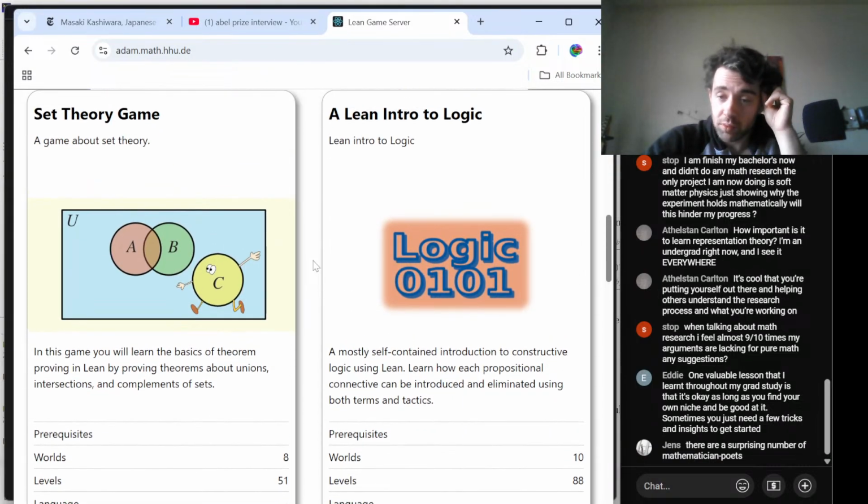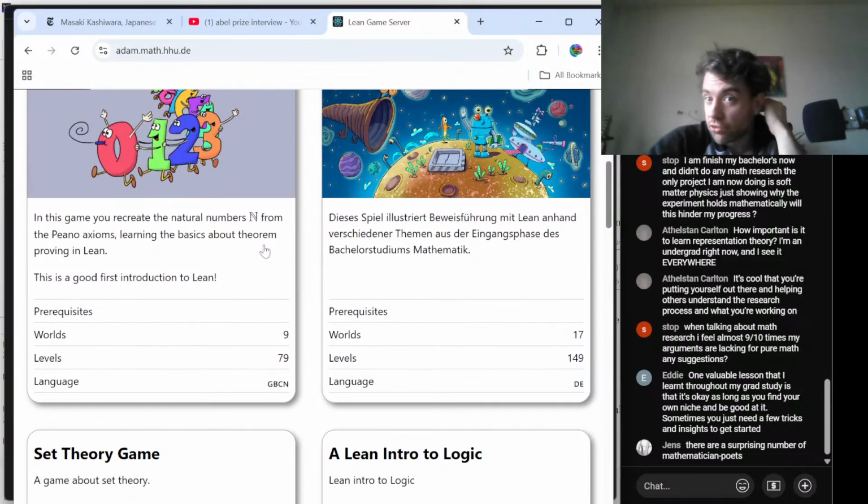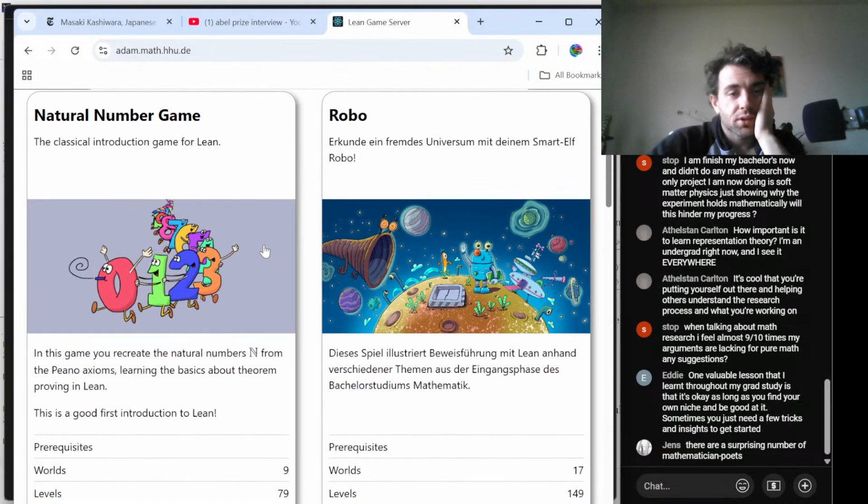There are a surprising number of mathematician poets. Yeah, well, it is a very creative endeavor, and we do love to romanticize our work.